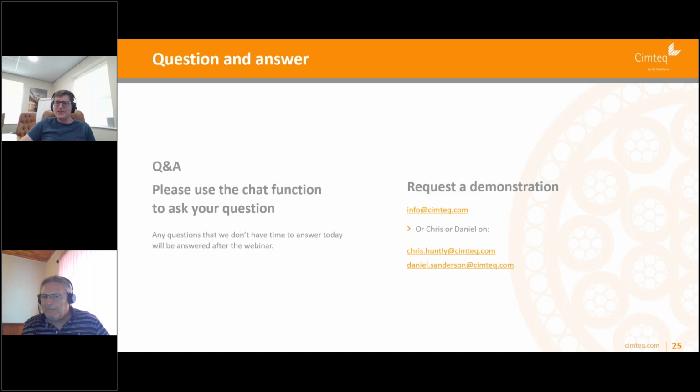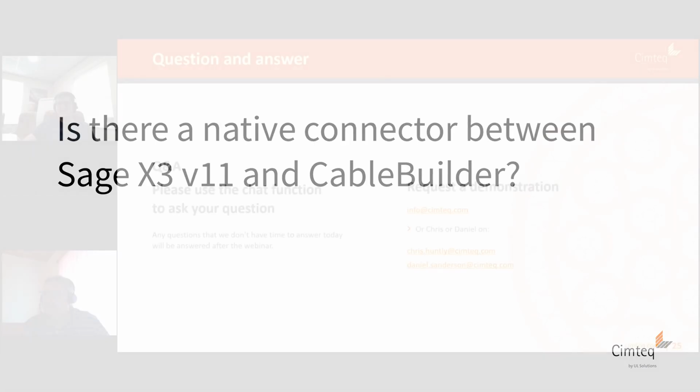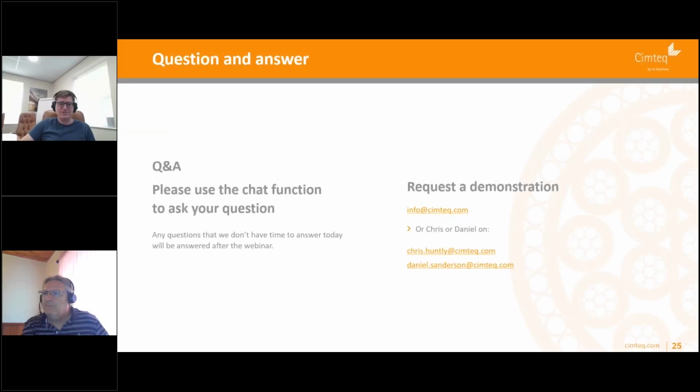So I think the question was, is there a native connector between Sage X3 version 11 and CableBuilder? I think the easiest answer there is to say we don't have a native connection, do we, Chris? But we could probably work on that. That would not be a showstopper that would stop you from taking on CableBuilder. We tend to integrate different applications each time. We do have a standard integration, but usually that's for ERP. But each time we connect to something like a CRM or a quotation system, we'd probably have to do that as a custom piece of development.